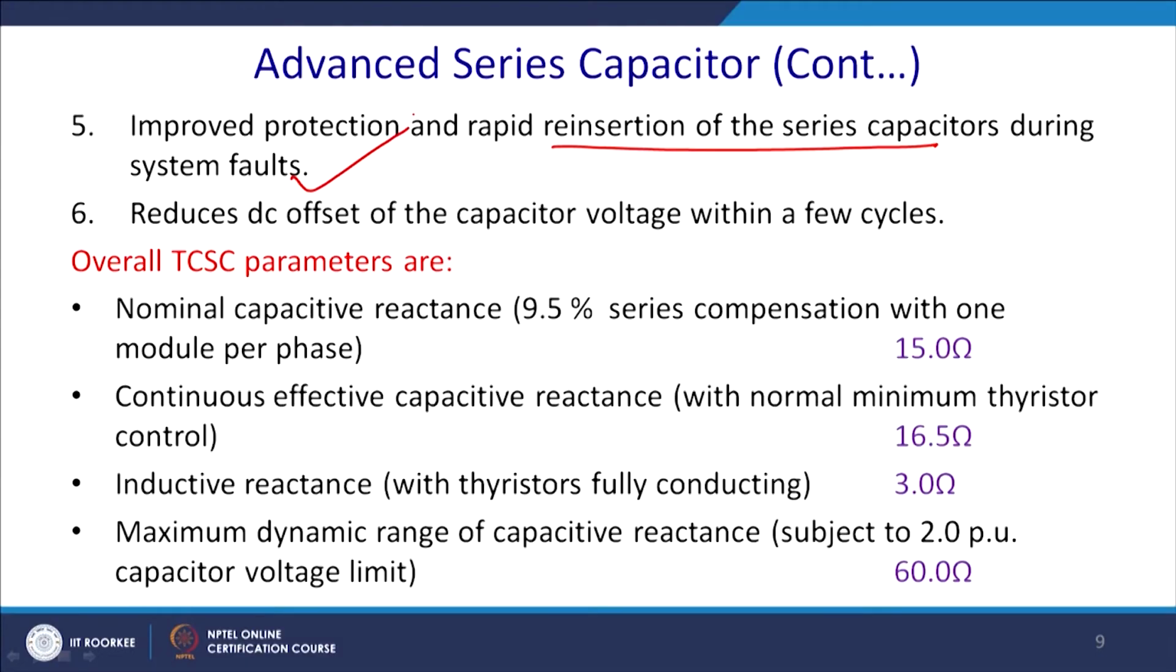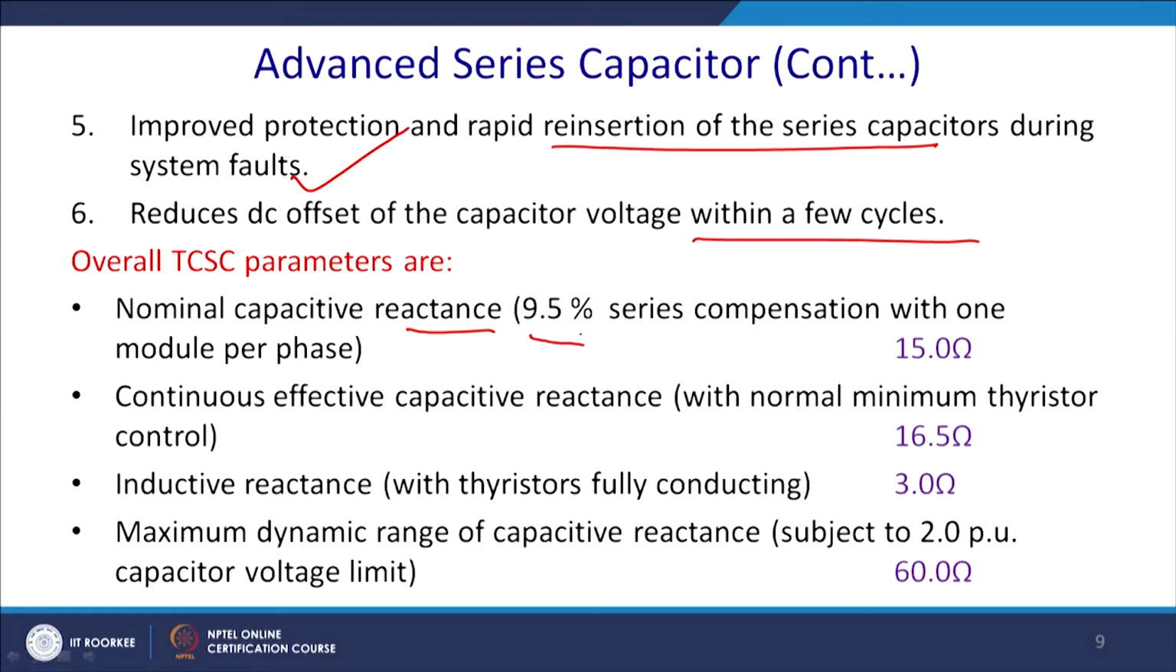Thereafter, what else? Improvement in protection and rapid reinsertion of the series capacitor during the fault. And thus what it will ensure is that the DC offset, because it will block DC, will not be present, and it reduces the DC offset of the capacitor voltage within a few cycles.